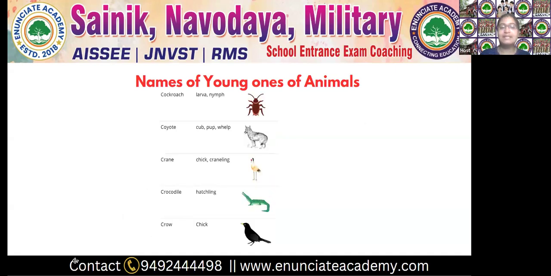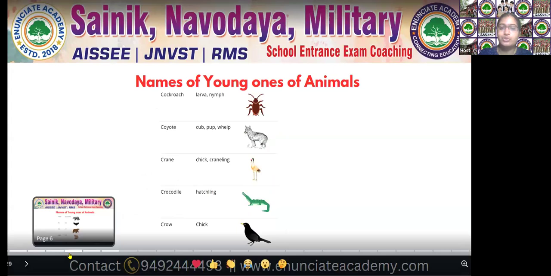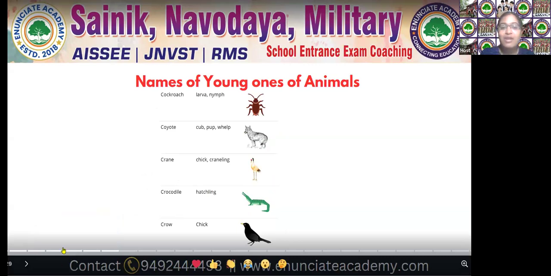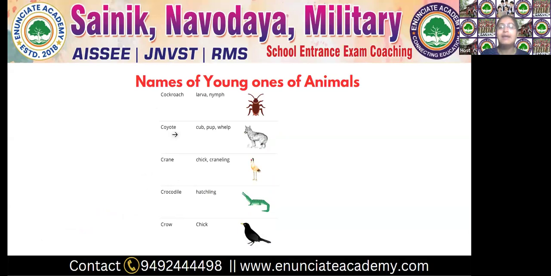And another one is the young one of cockroach. The young one of cockroach is called larva or nymph. And the young one of coyote is called a pup, cub or wolf.